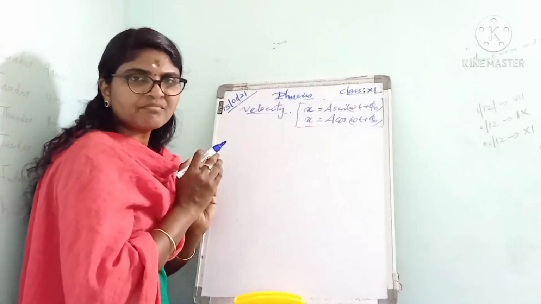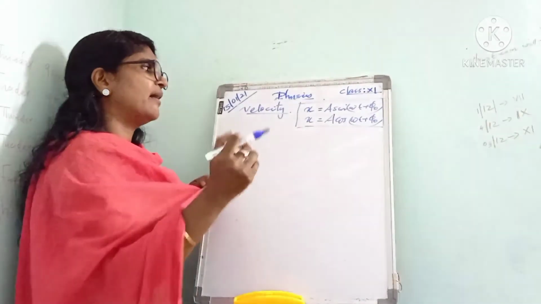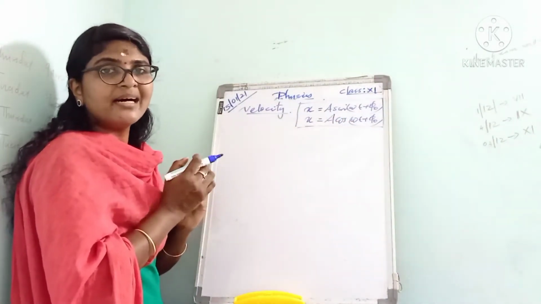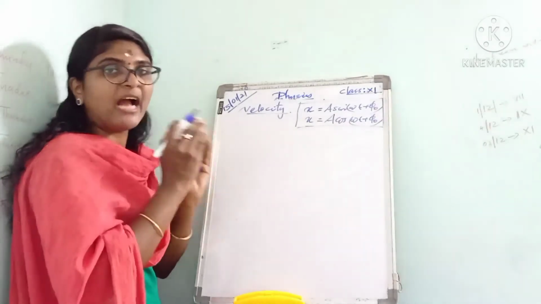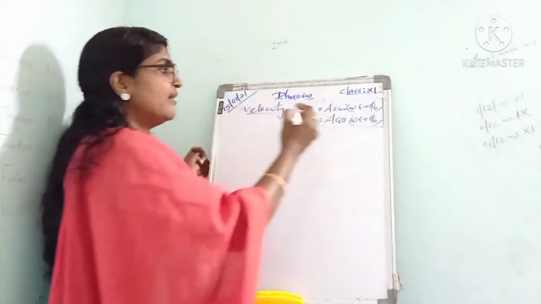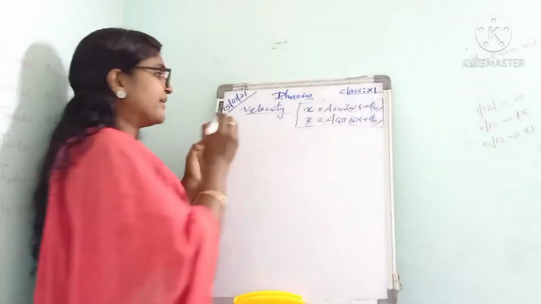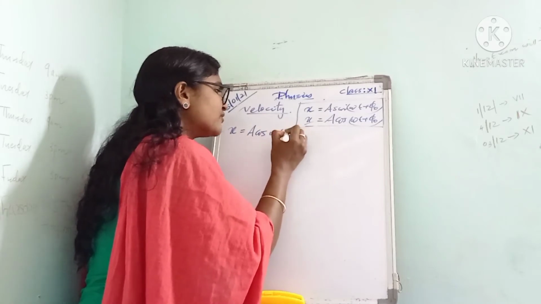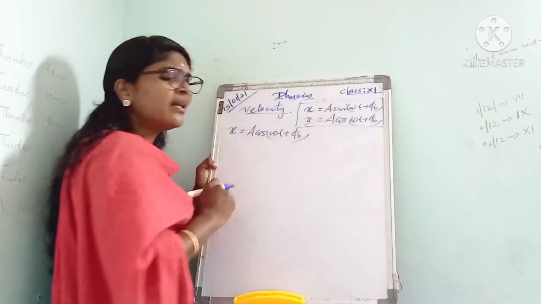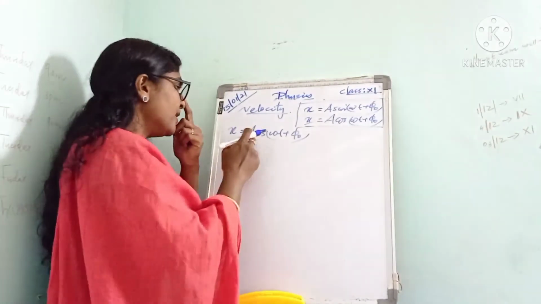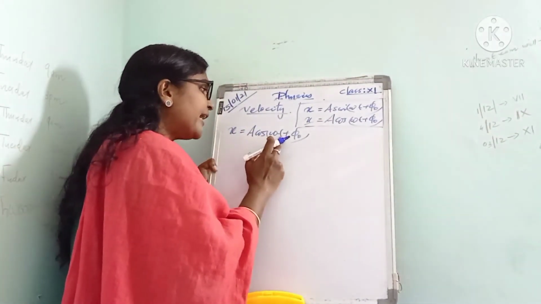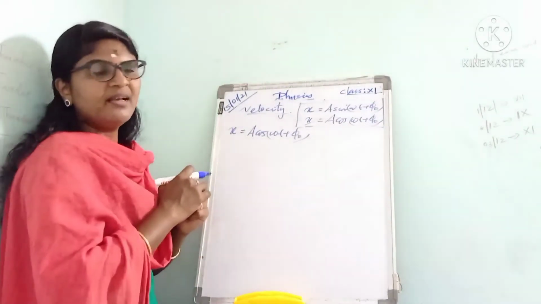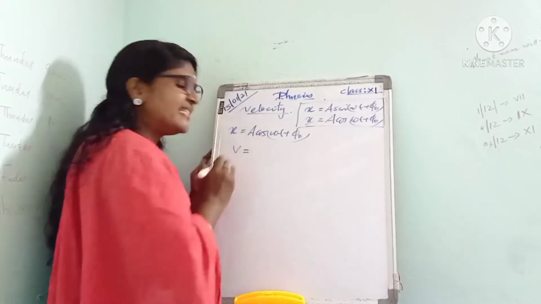You know what velocity is? Velocity is actually the rate of change of displacement. So first we have to write the expression for displacement. I'll take the second relation, x equal to a cos(omega t plus phi 0). Either we can take cos or sine function; here we are taking the cos function. That is the expression for displacement, but we have to find the expression for velocity v.